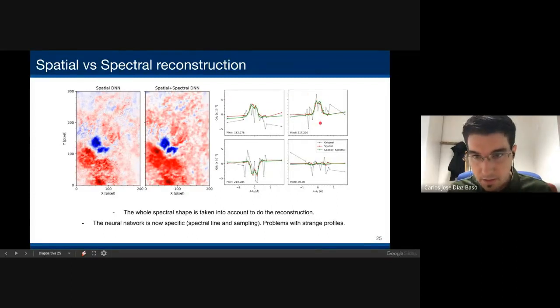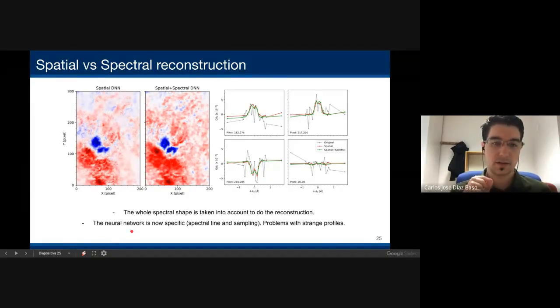In the spectra, it's not very evident, but one of the important points when we include the spectral information is that the neural network is no longer general, it's now specific, because we have trained a neural network to deal with a spectral line with a certain sampling. So we cannot use the same neural network with another instrument, with another spectral sampling. It will not work, while the first one can do it.